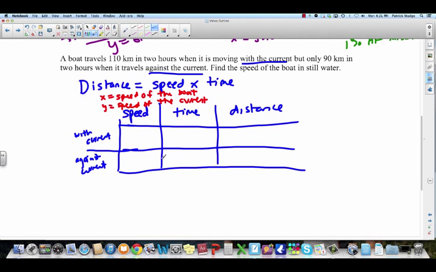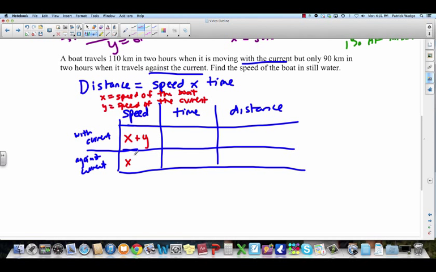When does the boat go faster? When it's going with the current or against the current? With the current's faster, right? You're getting an extra push. So the speed, if we look at what the speed is when it's with the current, well, the speed of the boat is x, but then the current gives it an extra push. So actually the speed is x plus the push of the current, x plus y. How about when it goes against the current? Well, the speed of the boat's still x, right?